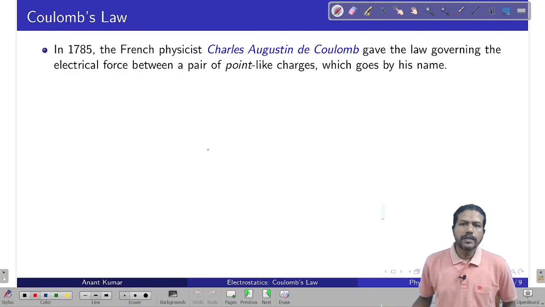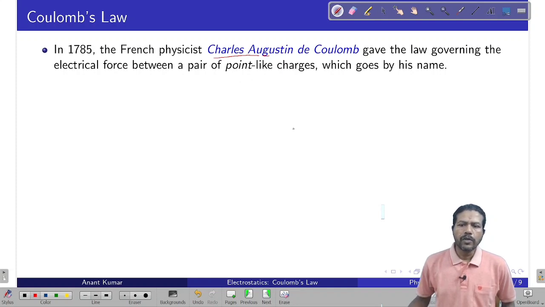Now, this Coulomb's law talks about the force of interaction between two charges. This law was given in 1785 by the French physicist Charles Augustin de Coulomb. And this law governs the electrical force between a pair of point-like charges.